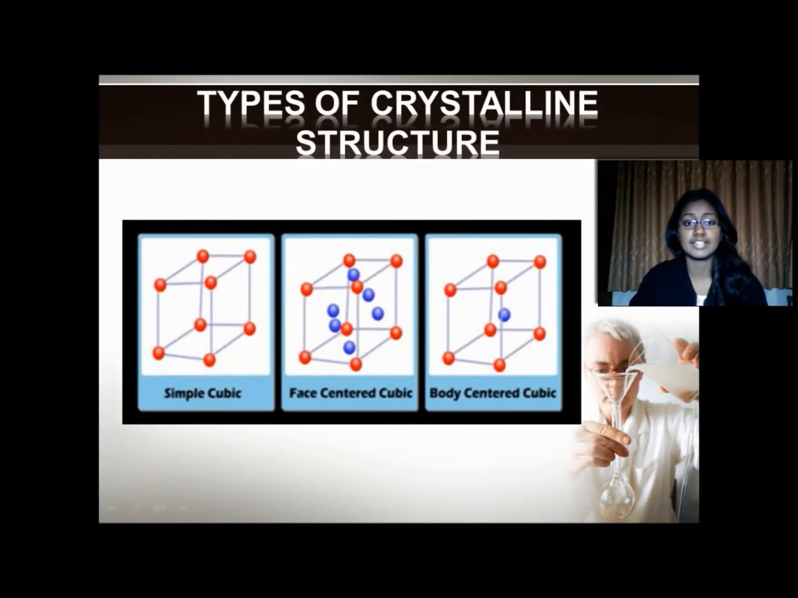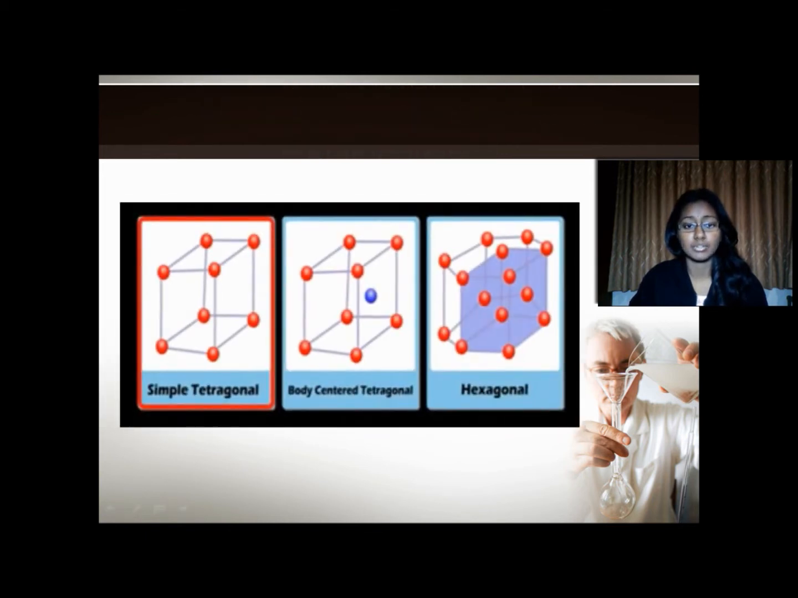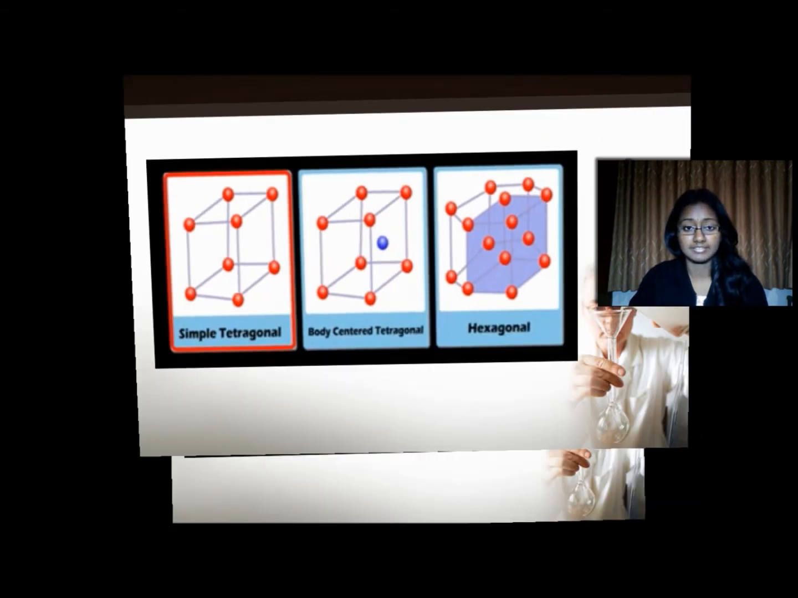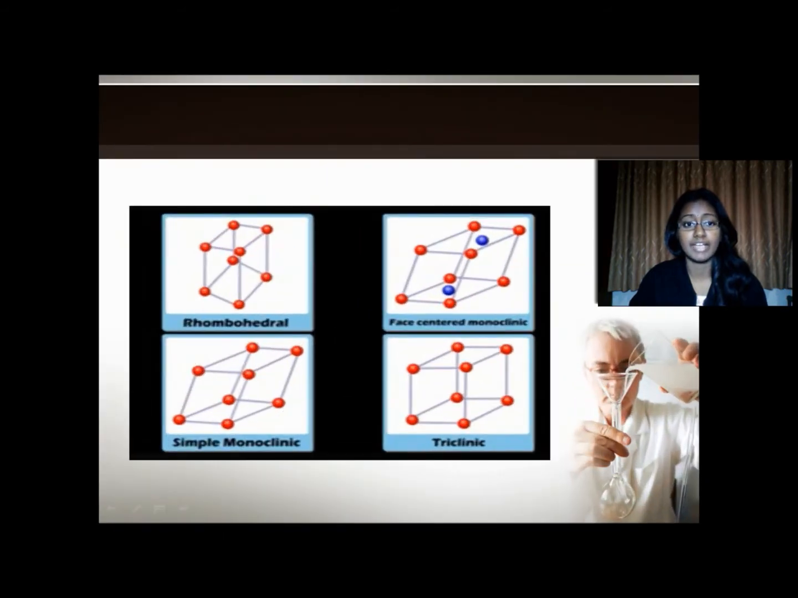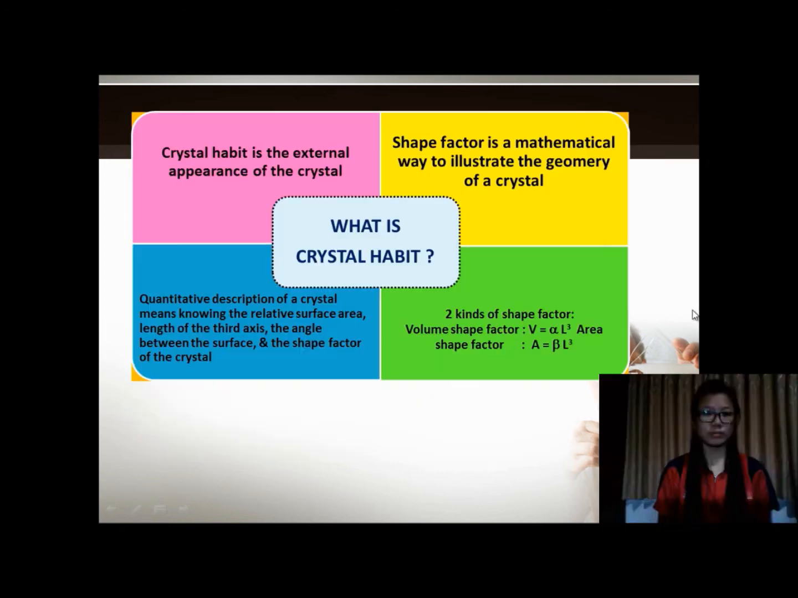Next, types of crystalline structure. First, as you see, simple cubic. Second, face-centered cubic. Third, body-centered cubic. The next, simple tetragonal, body-centered tetragonal, hexagonal. Simple orthorhombic, body-centered orthorhombic, face-centered orthorhombic. The last, we have rhombohedral, face-centered monoclinic, simple monoclinic, and triclinic.